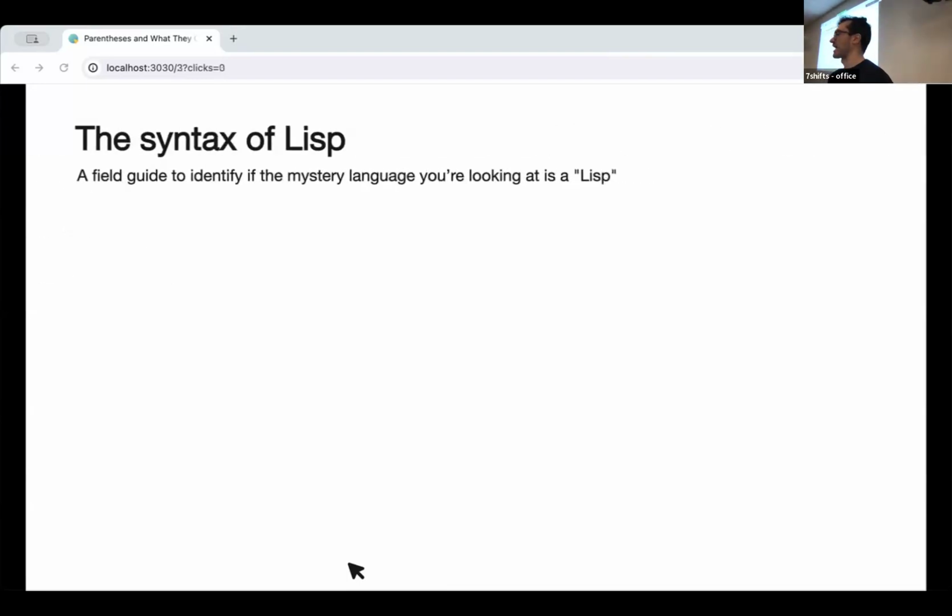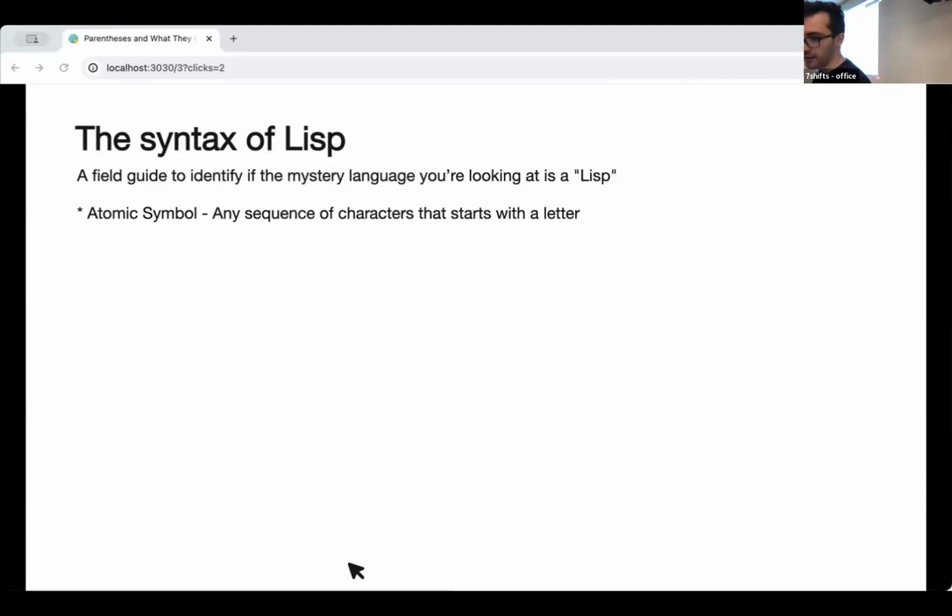So what is the syntax of Lisp? We said Lisp is a syntax. So you can think of this as a quick field guide to identify if the language that you're looking at is a Lisp or not. This isn't the entire syntax of a Lisp, but if it has these things, you can think that it's a Lisp. So atomic symbols: you can think of this as any sequence of characters that starts with a letter. Punctuation: this is the characters, the period, the open, and the close parentheses.